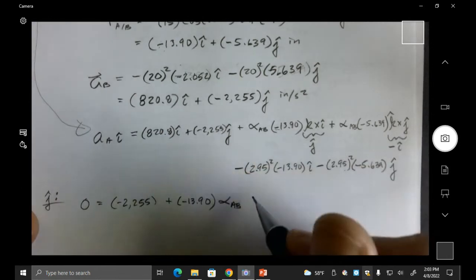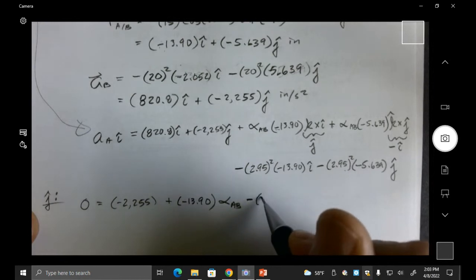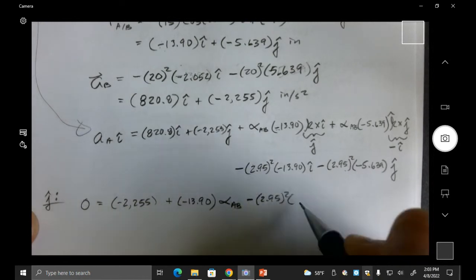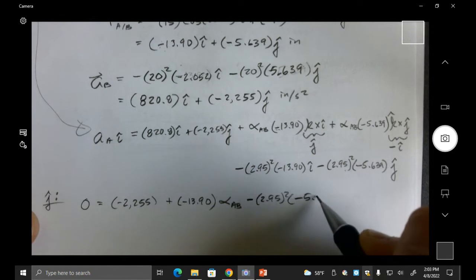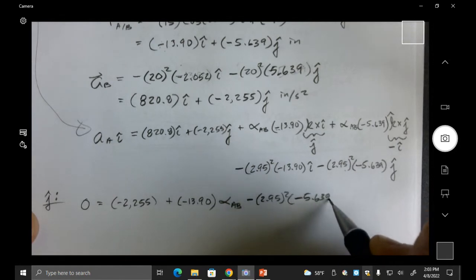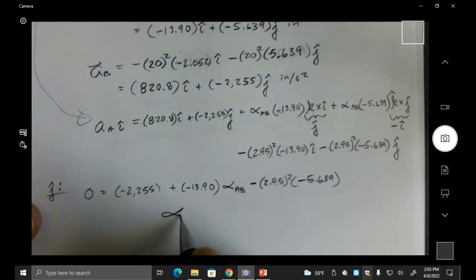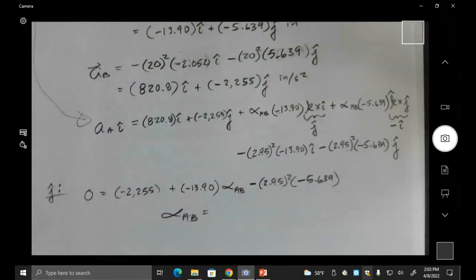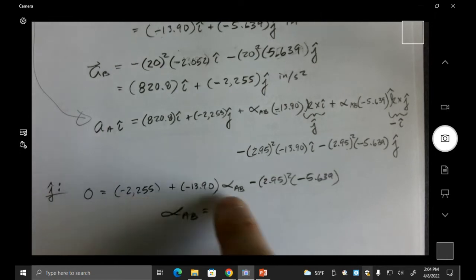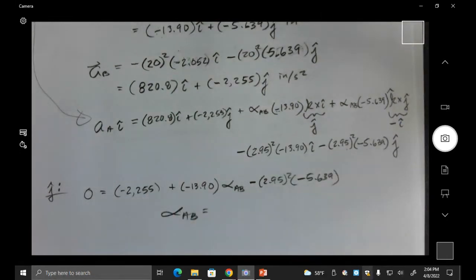And then for this guy, I think it's a 9. So let's see, alpha AB. I believe we'll get a negative value, maybe. We'll see. So if we take the 2255, and we'll take the 2.95 and square it and multiply it by the 5.639.